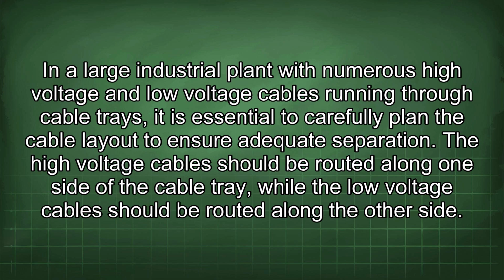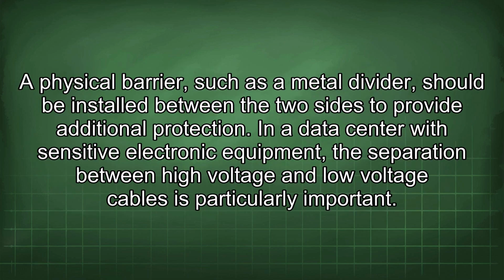In a large industrial plant with numerous high voltage and low voltage cables running through cable trays, it is essential to carefully plan the cable layout to ensure adequate separation. The high voltage cables should be routed along one side of the cable tray, while the low voltage cables should be routed along the other side. A physical barrier, such as a metal divider, should be installed between the two sides to provide additional protection.